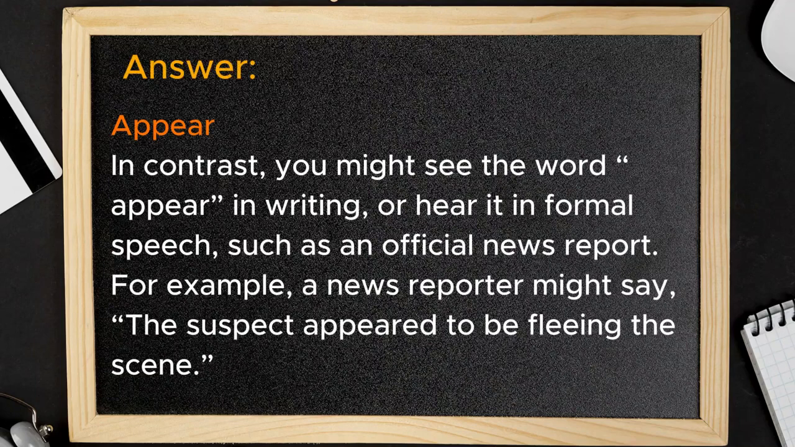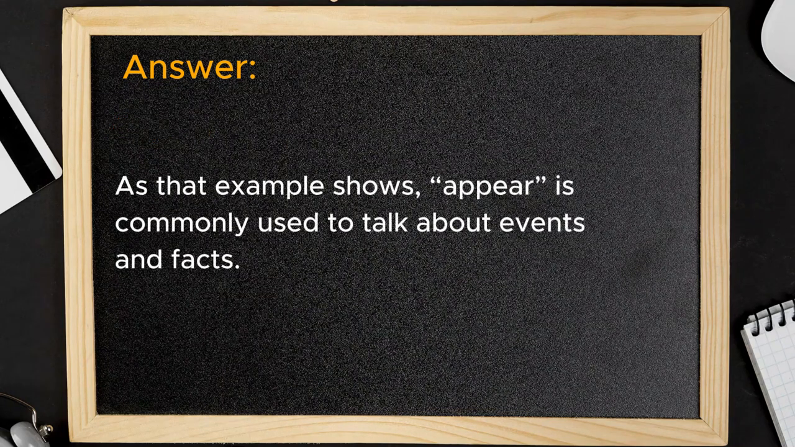In contrast, you might see the word appear in writing or hear it in formal speech, such as an official news report. For example, a news reporter might say, "The suspect appeared to be fleeing the scene." As that example shows, appear is commonly used to talk about events and facts.